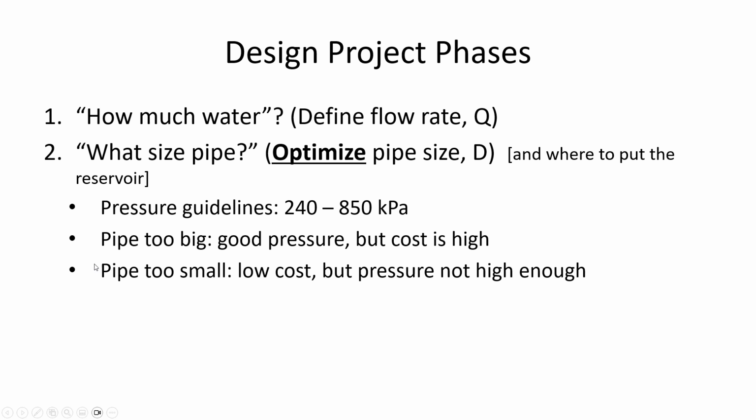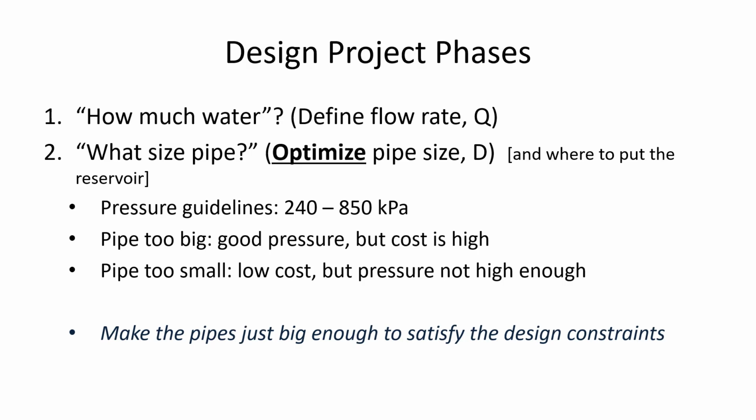And if you over-design the pipe size, your pressure will be fine, but the cost is unnecessarily high. And if the pipe is too small, then the pressure is below the allowable limit, and that can cause either safety problems if it's the fire department trying to put out a fire using one of the hydrants, or it could be a health risk if the pressures are so low that there's backflow into your network and contaminants get into the water. So the minimum pressure is something that we have to keep right at 240 or above.